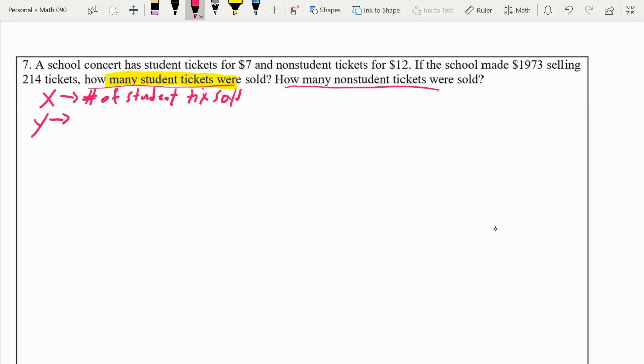Y. How many non-student tickets were sold? So Y is the number of non-student tickets sold. All right. So I start off there.